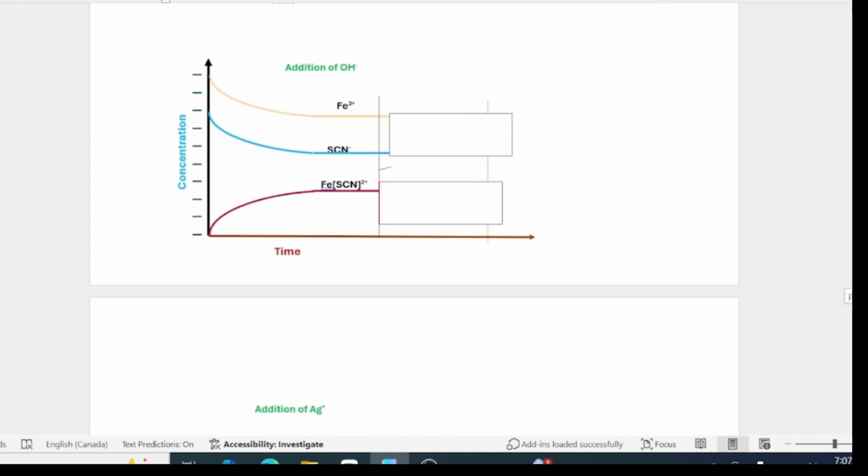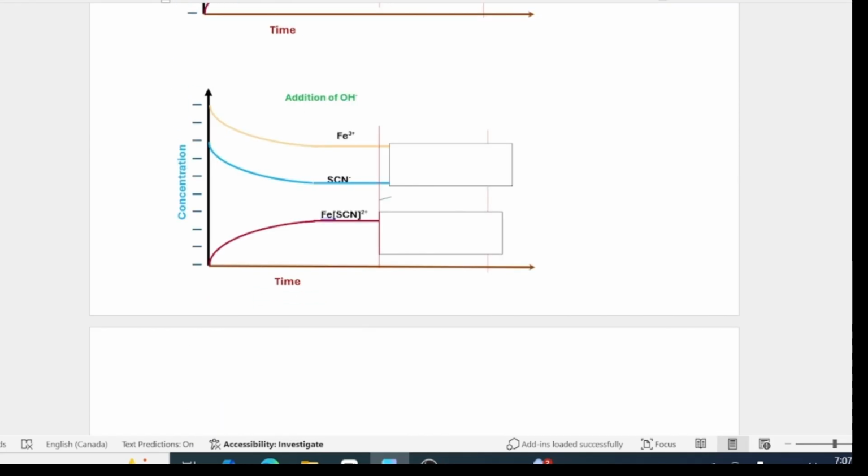Now, look what happens here. We're adding OH ions, but OH is not a reactant. But it decreases the concentration of iron 3 ions by forming a precipitate of iron 3 hydroxide. Thus, the concentration of that declines downwards. See that? And because of the decline, this guy here decomposes to try to replace it. Okay, that got a little bit replaced, and in so doing, that one also got increased.